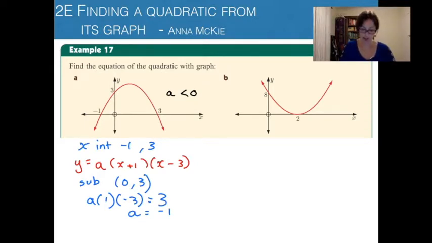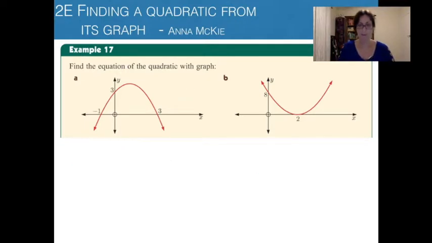So our final equation for this graph is y equals negative (x plus 1)(x take 3). You can put it as a 1 here or just leave it as the negative. So that's that one. Next.